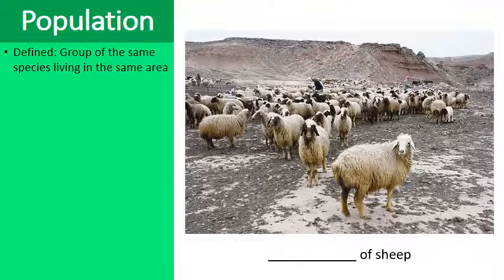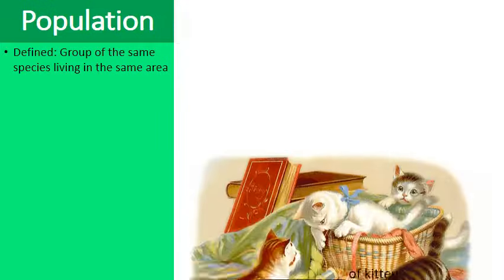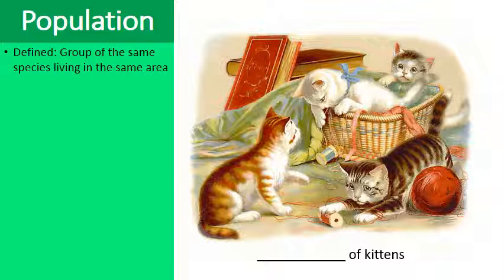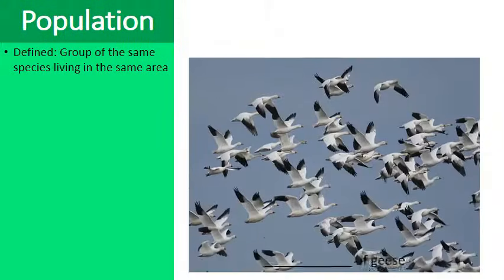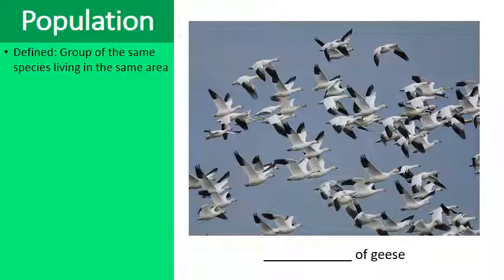Well, how about this one? A blank of sheep. What word is missing? This would be a herd. Don't worry, they get harder. Okay, how about this one? Blank of kittens. Well, that would be a litter. How about this one? Blank of geese. They're going to start to get a little more challenging. This would be a gaggle of geese.